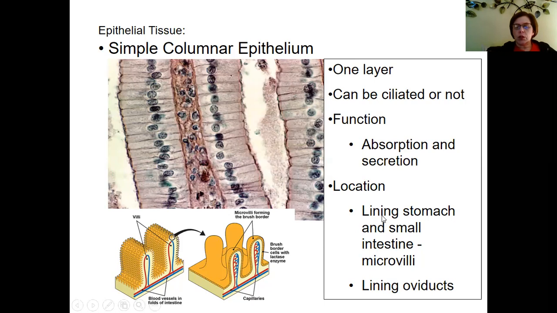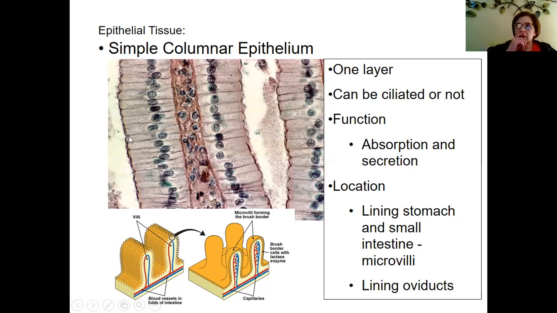So we do have a simple columnar lining the stomach, but the stomach lining does not have microvilli. The small intestine has microvilli, and these are the folds, because we have so much absorption and secretion going on in the small intestine. When we have microvilli, it looks like we have maybe cilia that are just zoomed out, but that's not true. This is called a brushed border.